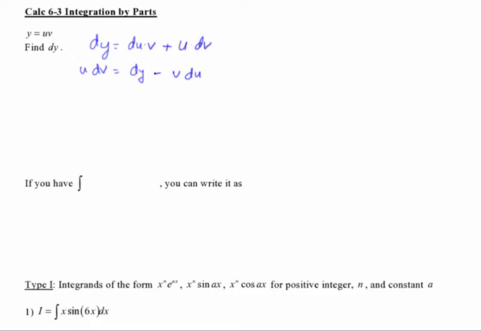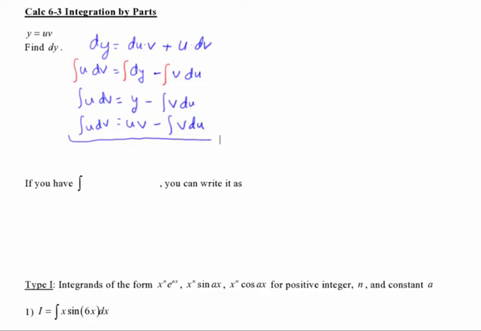Now what we want to do is integrate that. We will take the integral of all of it, and then we'll have the integral of u dv equals the antiderivative of dy, which would just be y, minus, and we don't know this one, the integral of v du. And then what is y? That's just uv. And so we get this, and this is the method of integration by parts.